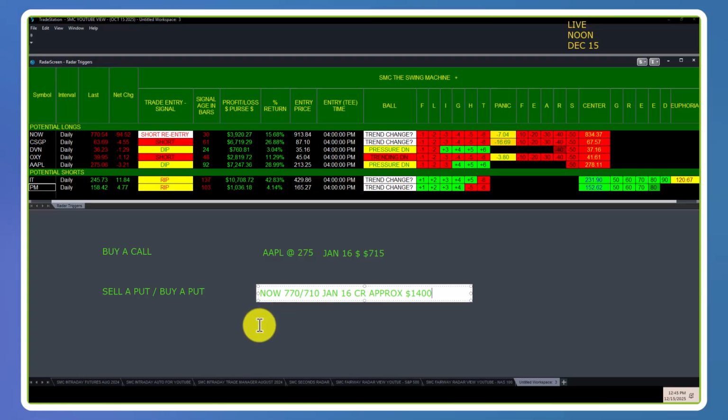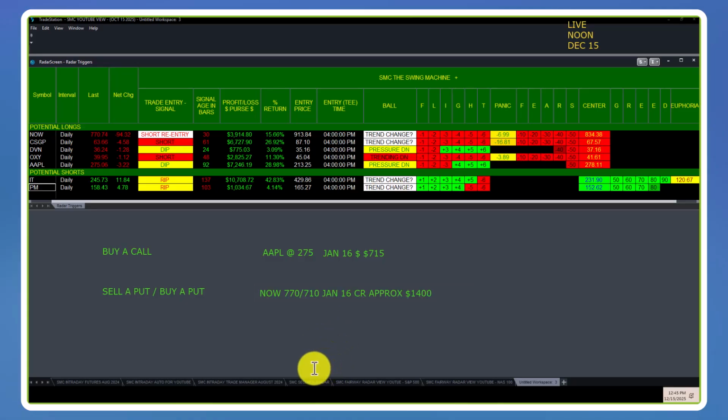Now, she may choose to play it even more conservative and go down. This would be we sell the put at 770, we buy the put at 710, receive a credit for 1400, and let the time decay work for us. With Devon and Oxy, I think I would just want to come in and get calls. So let's go get Devon. She's trading at 36. So if we go to January 16th, we're going to do the same thing here.